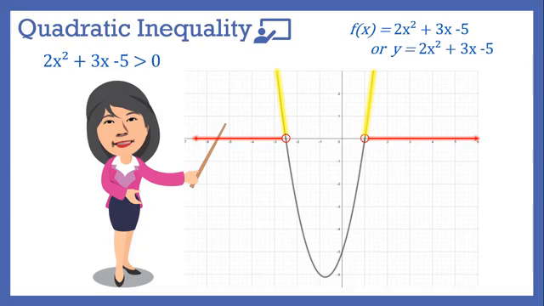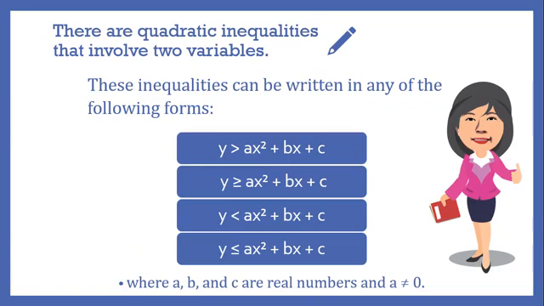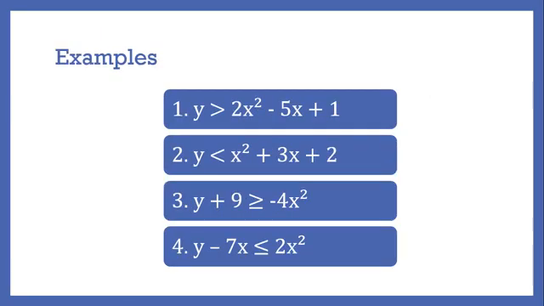There are quadratic inequalities that involve two variables. These inequalities can be written in any of the following forms. y is greater than ax squared plus bx plus c. y is greater than or equal to ax squared plus bx plus c. y is less than ax squared plus bx plus c. Or y is less than or equal to ax squared plus bx plus c, where a, b, and c are real numbers and a is not equal to 0. Here are some examples.